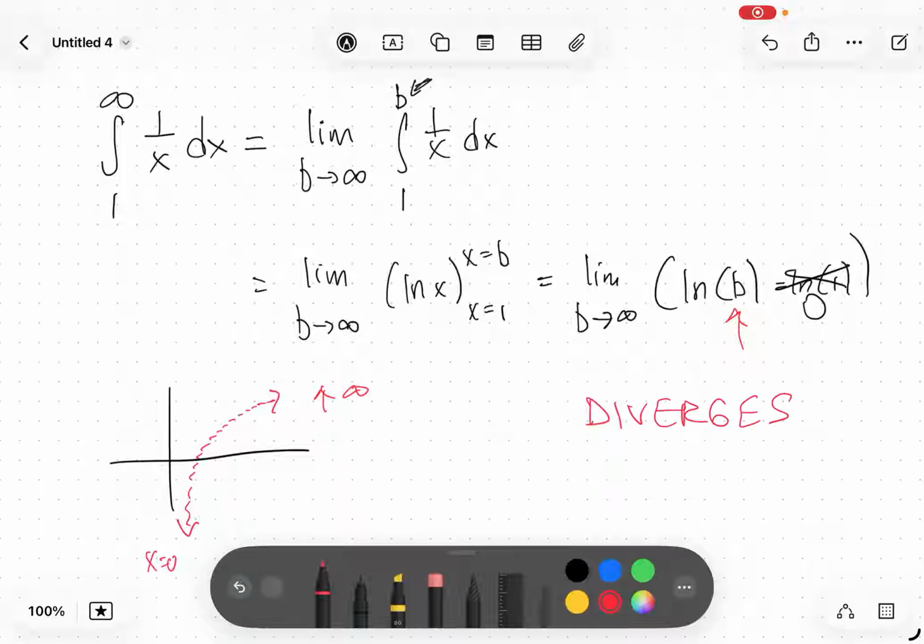Okay. All right. So what I'm going to do is change this problem to a different problem and show you one that doesn't diverge. Okay.